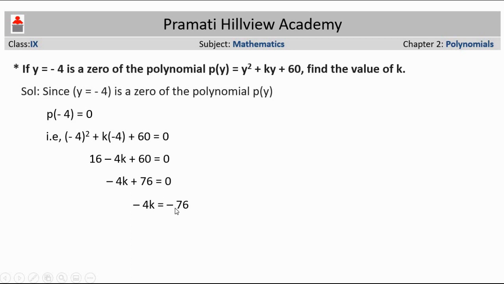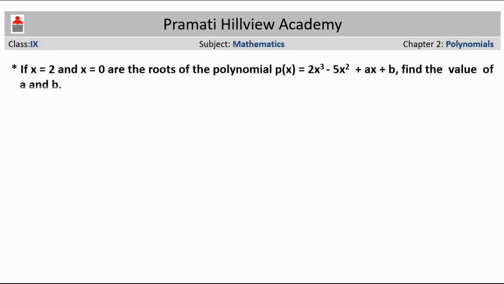Minus and minus on both sides of the equality get cancelled. So we get 4k is equal to 76. So k is equal to 76 divided by 4. So 4 19s is 76. Hence k will be equal to 19. Therefore, the value of k is equal to 19.